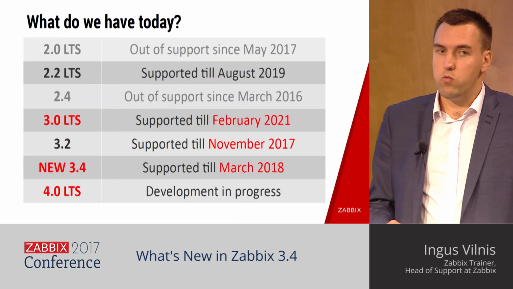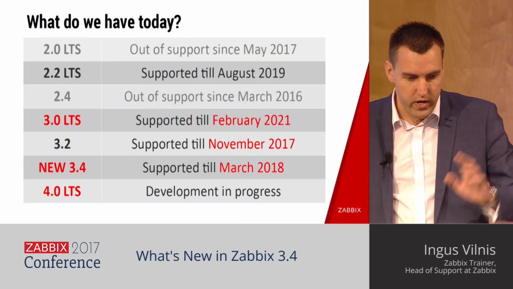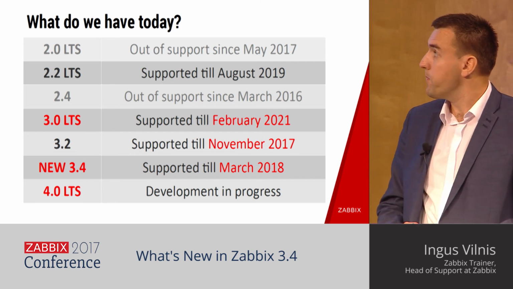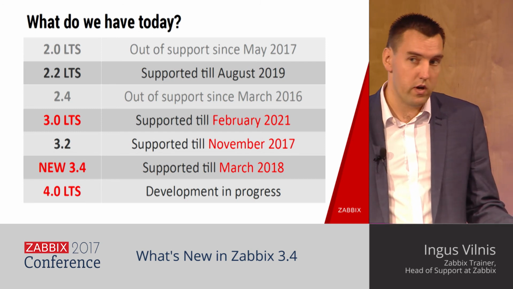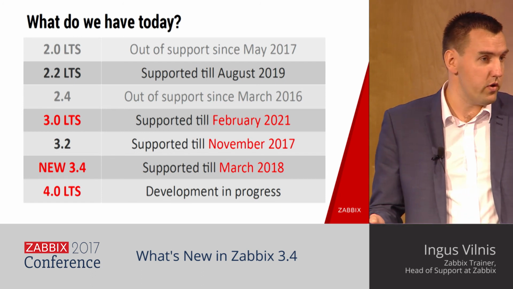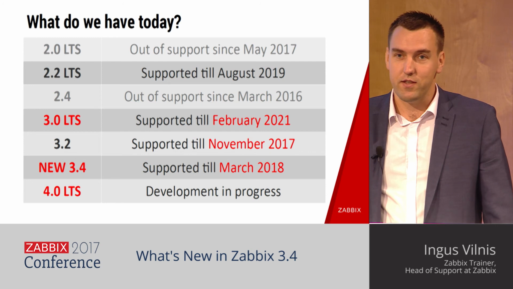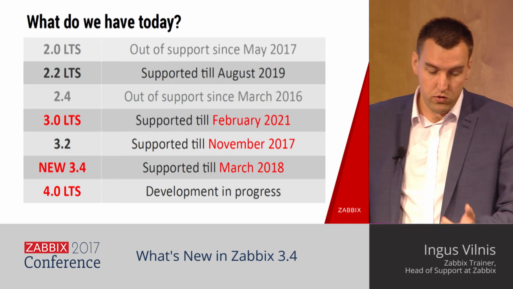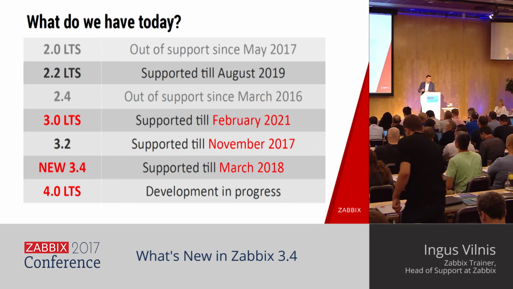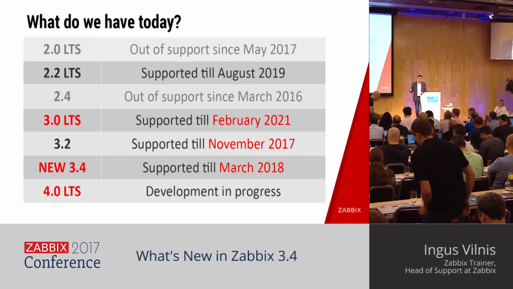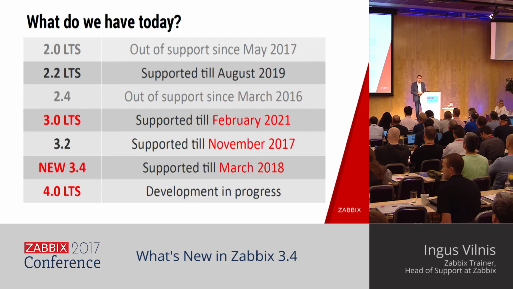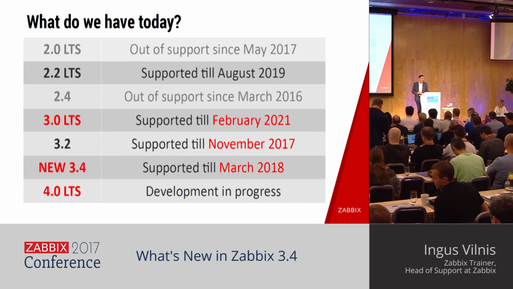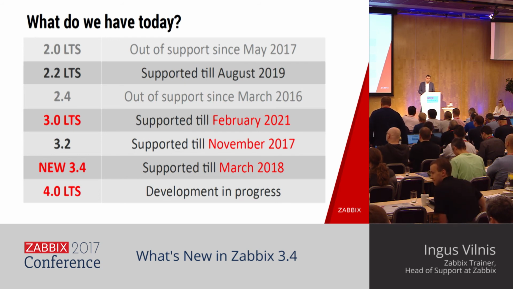So, what do we have as of today? Quick recap of the versions. We do have LTS versions, a few of them. All good, 2.0 is out of support already. We have 2.2 still supported, all good. 2.4 is also out of support. Then we have 3.0, 3.2, and now the new 3.4. What does it mean, supported till some date? That means this branch of Zabbix will receive security updates till that date.